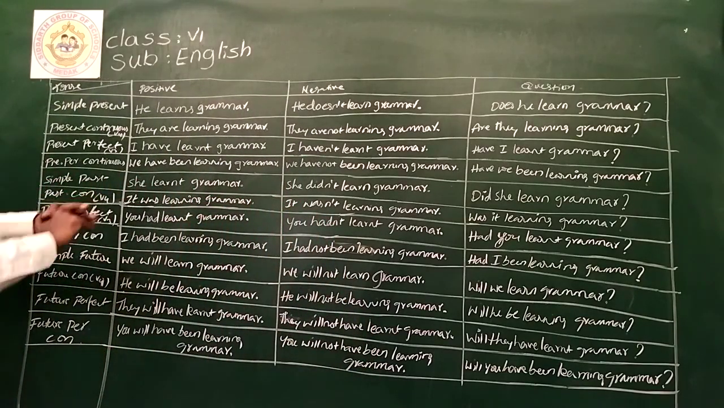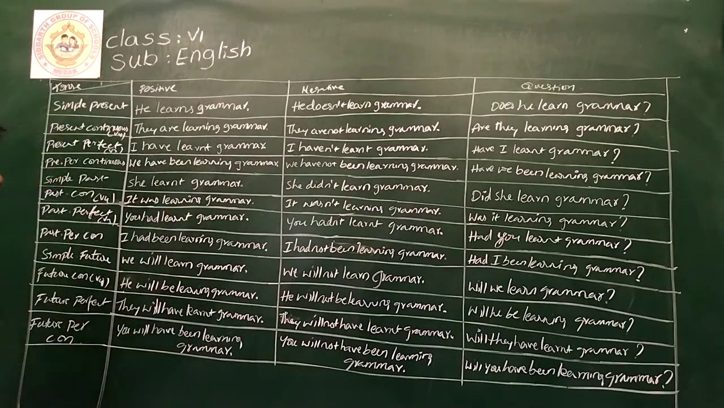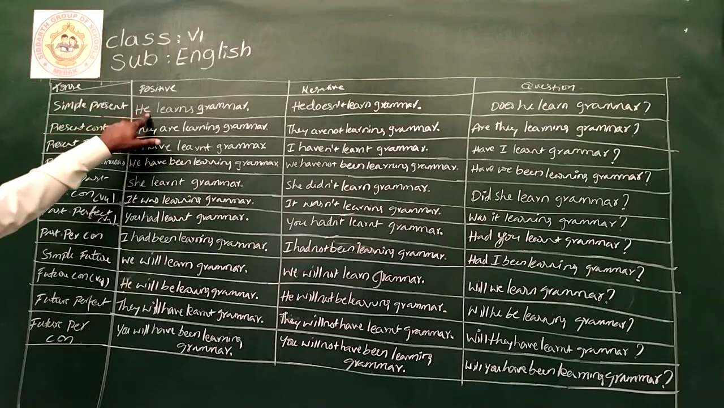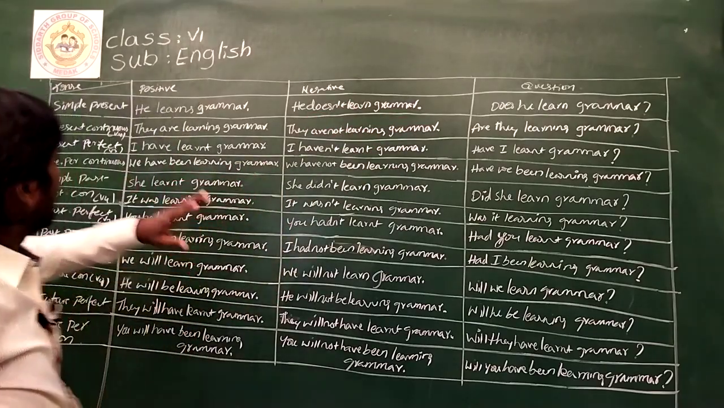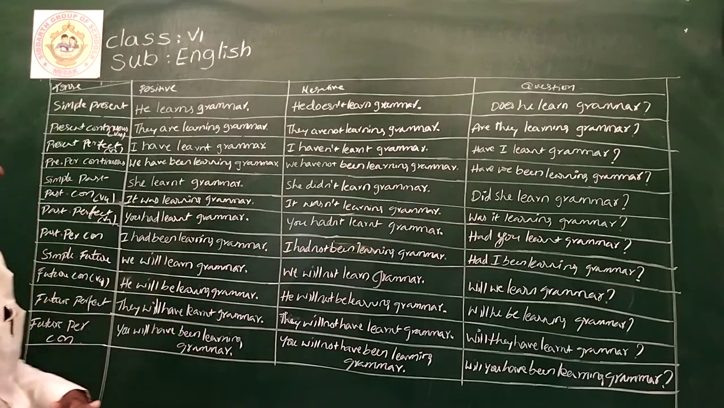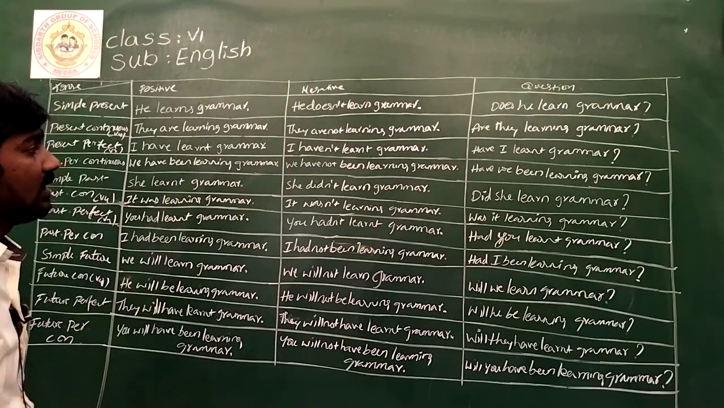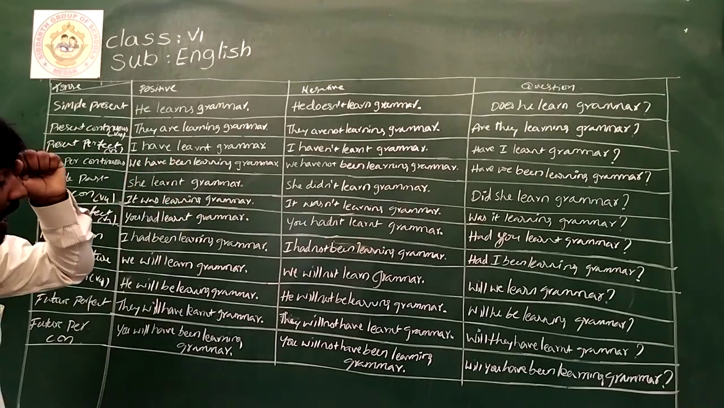So this is all tenses, positive, negative and question forms in one page. When you look at this table, you will learn all the tense structures. See here, simple present: he learns grammar. He doesn't learn grammar. Does he learn grammar? Present continuous: they are learning grammar. They are not learning grammar. Are they learning grammar? Present perfect: I have learnt grammar. I haven't learnt grammar. Have I learnt grammar? Present perfect continuous: subject plus have, has plus been plus V4 plus ing. We have been learning grammar. We have not been learning grammar. Have we been learning grammar?